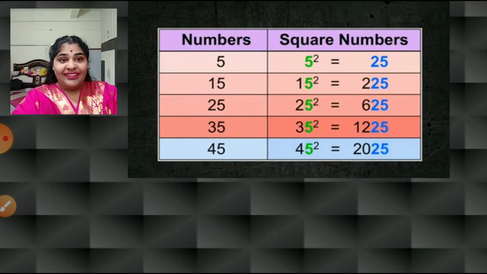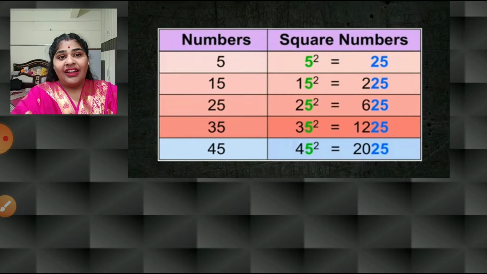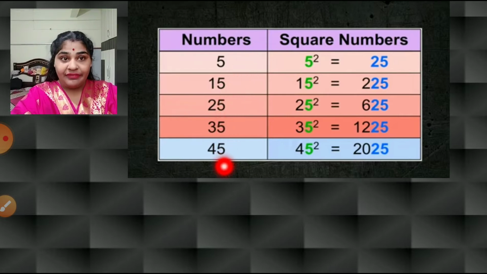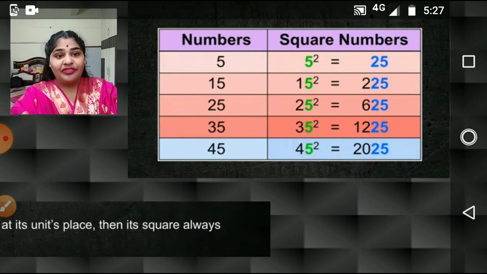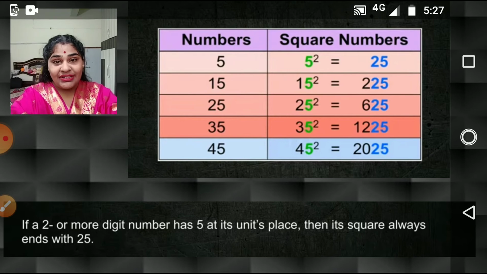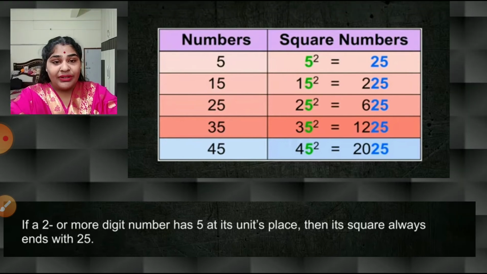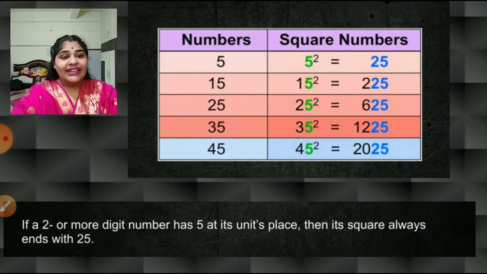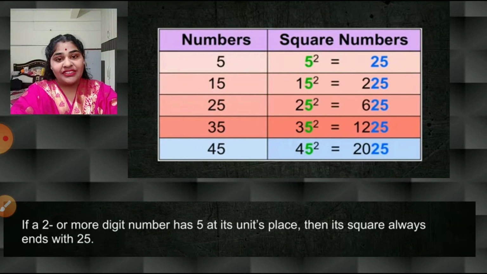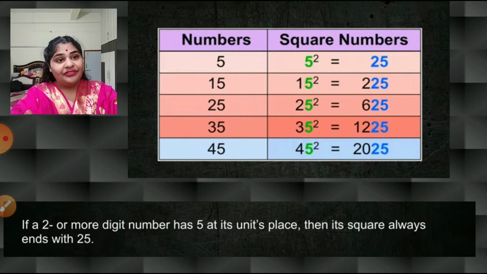Now if you see here, the numbers are 5, 15, 25, 35, 45. If a number has 5 at its units place, its square will always end with 25. So this is one more property, children. If a two or more digit number has 5 at its units place, then its square always ends with 25.